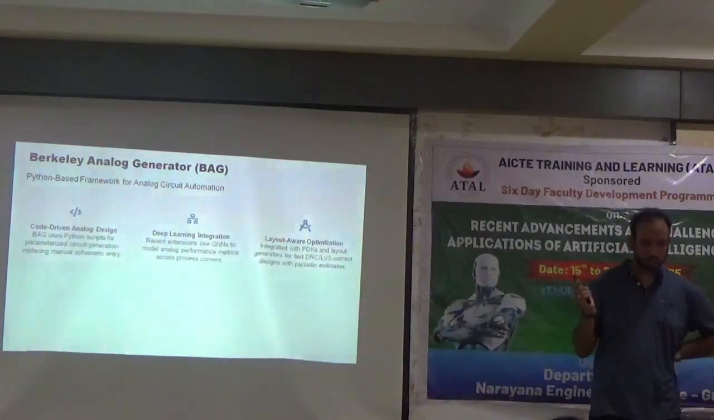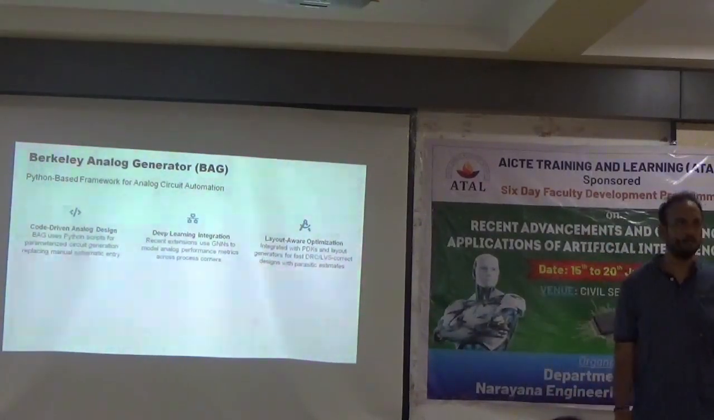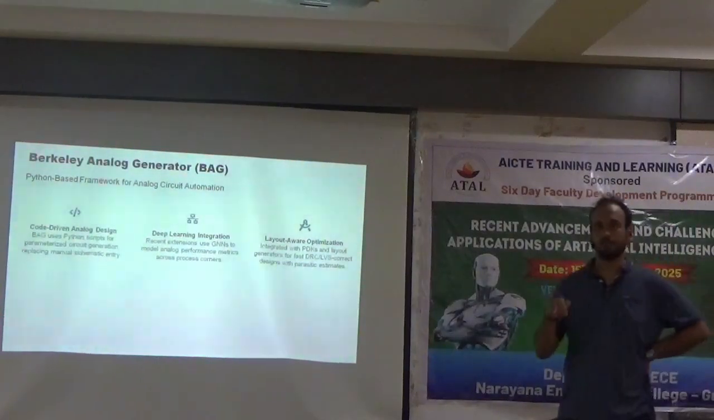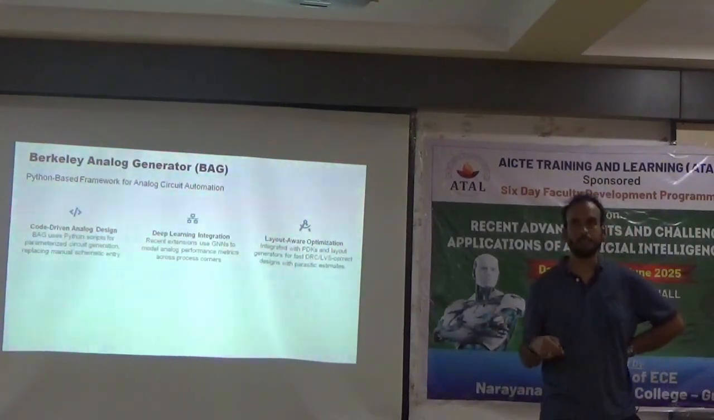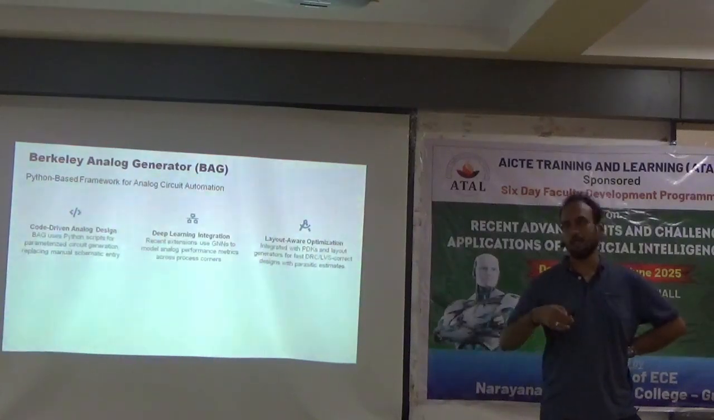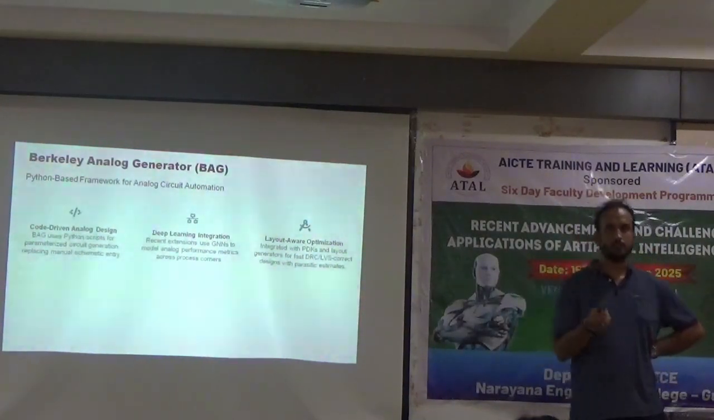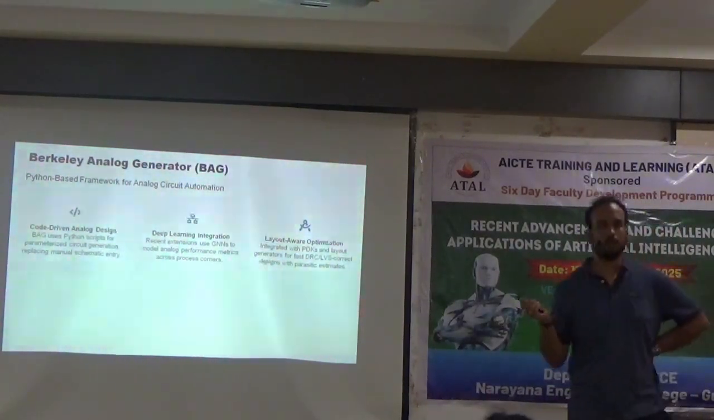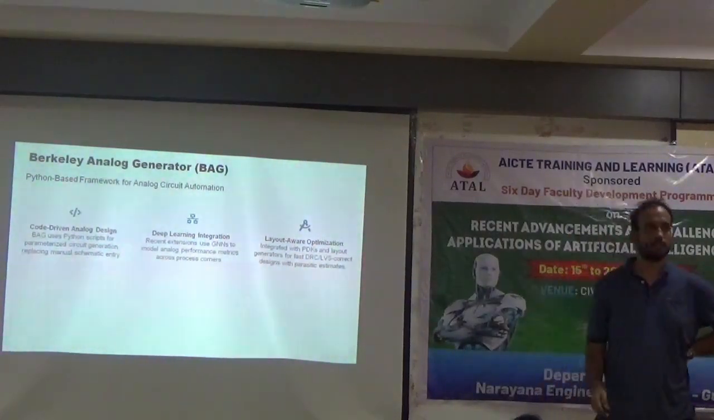So this group from UC Berkeley, University of California Berkeley, actually designed an analog generator. They created one Python-based script. From the script, they optimize the network, and then they produce your GDS or the layout directly. This is how they built the framework. This was the first paper, which came out in 2013, not recently. It started in 2013.